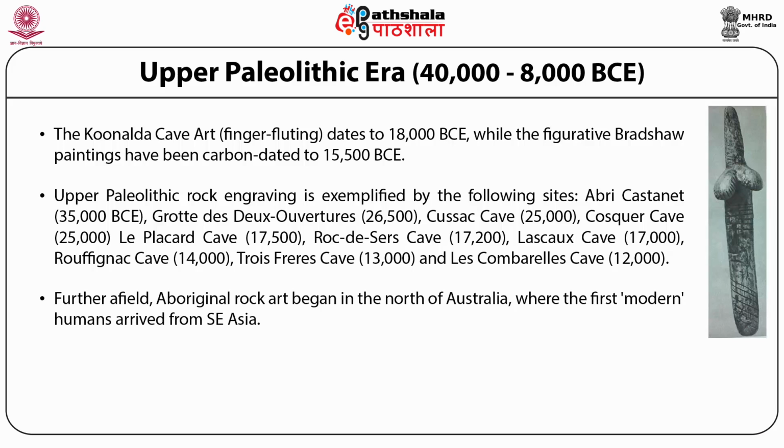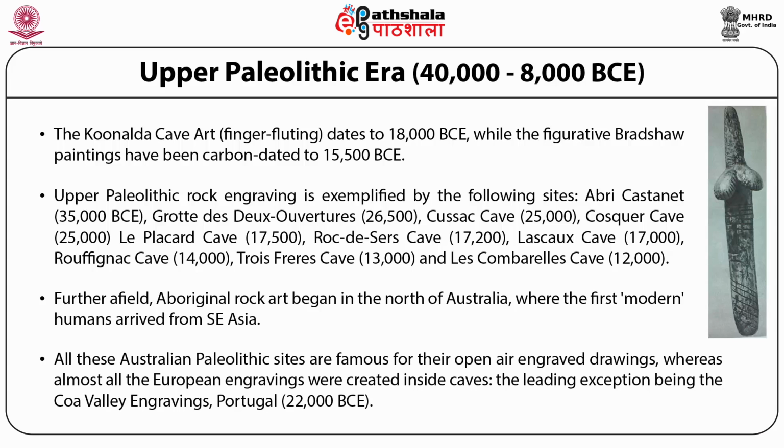Further afield, Aboriginal rock art began in the north of Australia, where the first modern humans arrived from Southeast Asia. Oberir rock art and Kimberley rock art are both believed to date from as early as 30,000 BCE, as are the ancient Burrup Peninsula rock engravings in the Pilbara, Western Australia. All these Australian Paleolithic sites are famous for their open-air engravings and drawings, whereas almost all the European engravings were created inside caves. The leading exception is the Côa Valley engravings, Portugal.